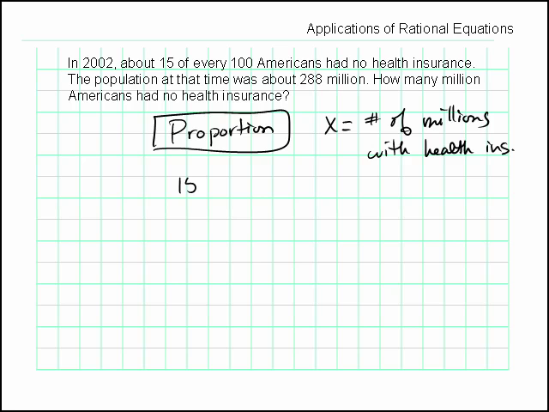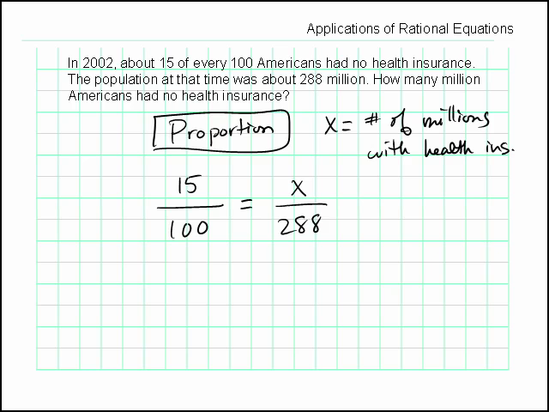Now I'm going to set up a proportion. That's like a fraction equaling a fraction. 15 out of 100 Americans had no health insurance. That should be the same as x over the entire population, 288. Okay, I've set up my proportion.